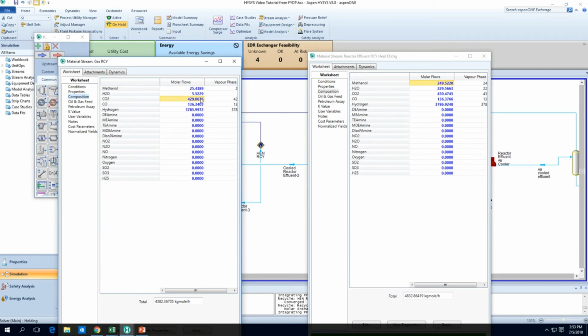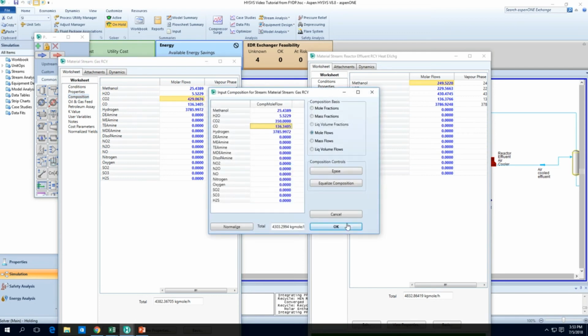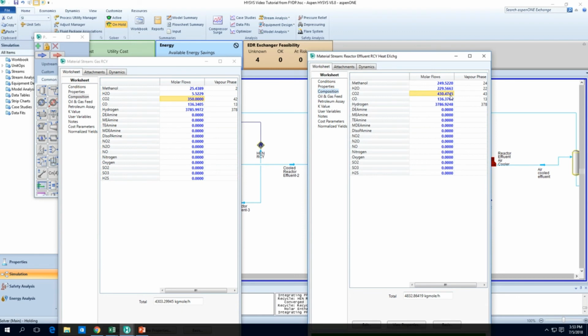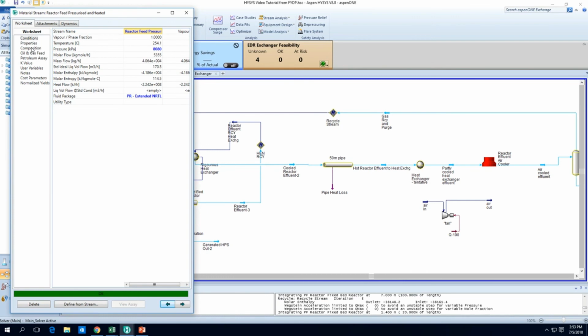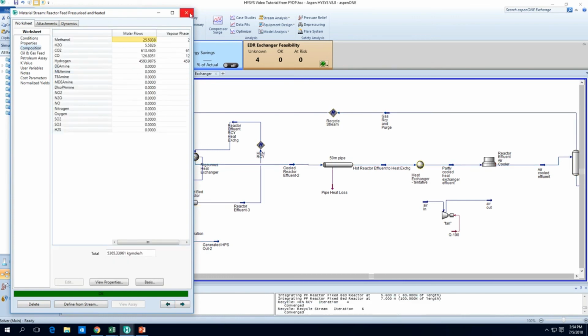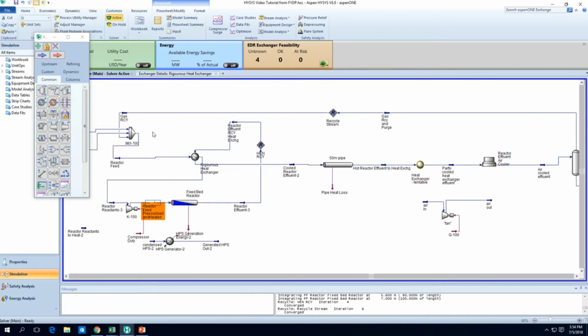So instead of it being at 429, we can decrease it down to 350 for both. At each recycle stream, we need to change the composition. That will give it different initial gases. So for every recycle stream, you should be doing that. And you just press active. So yeah, now it's converged very quickly, thankfully. You see the maximum temperature is about 278.9.